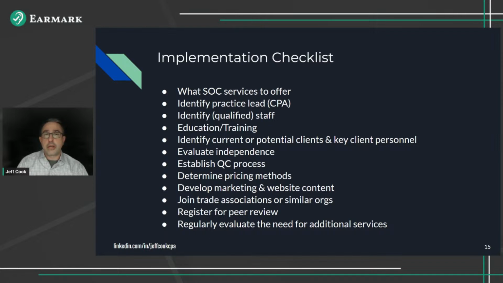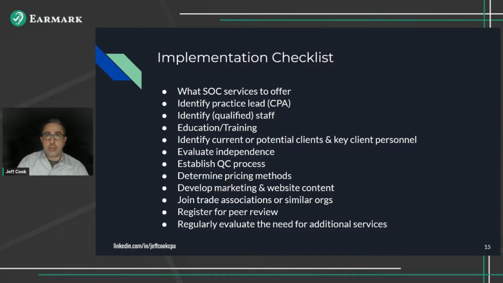Identify current or potential clients and key client personnel that are involved. Evaluate your independence of these clients. Again, you have to be independent. A huge important factor. Establish your QC process. Determine the pricing methods. Develop marketing and website content. Join trade associations or similar organizations, like I mentioned, AICPA, ISACA, ISSA, all those organizations. Register for peer review.